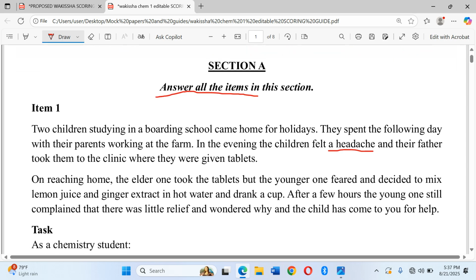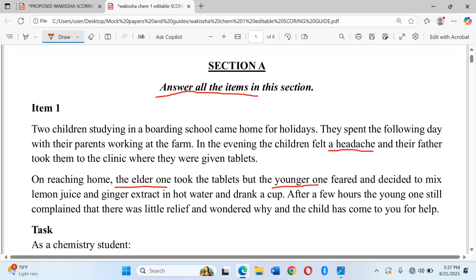On reaching home, the elder one took the tablets, but the younger one feared and decided to mix lemon juice and ginger extract in hot water and drank a cup. After a few hours, the young one still complained that there was little relief and wondered why, and the child has come to you for help.